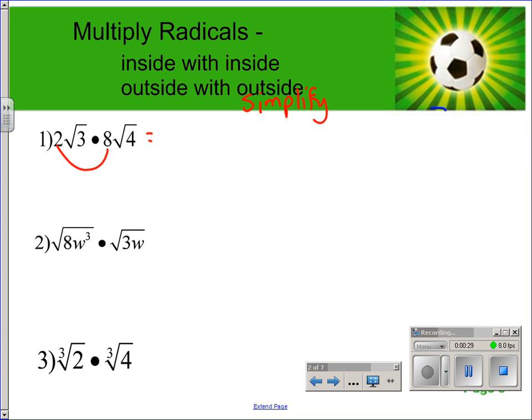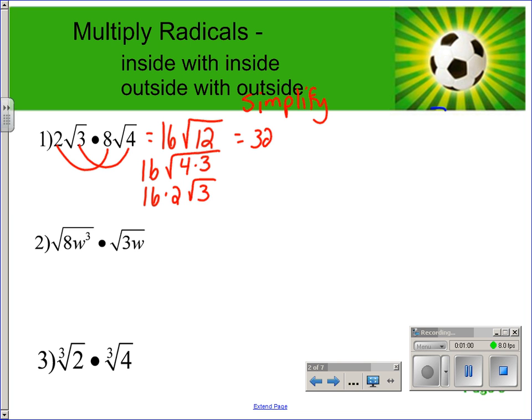2 times 8 is 16. Then insides, 3 times 4, which is 12. And then we're going to simplify the 12. What is the largest perfect square root to go into 12? 4. 4 times what gives me 12? 3. So now we have 16 times, what's the square root of 4? 2. And then square root of 3. Multiply your outsides. 32 square root of 3.